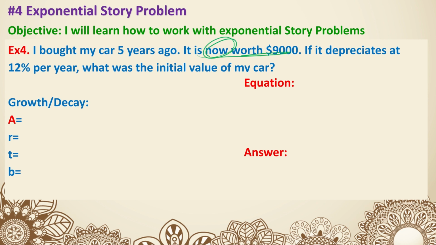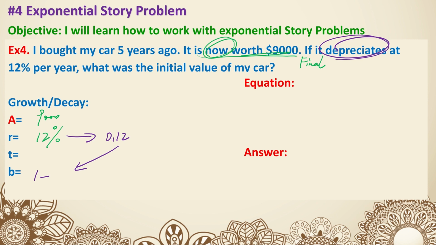So now worth, which means this is my final amount again. So big A is 9,000. My rate is 12%, but the 12% is actually depreciation. Turn it into a decimal, which is 0.12. That means my factor is 1 minus 0.12, which is 0.88. And it's 5 years ago, so t is going to be 5.